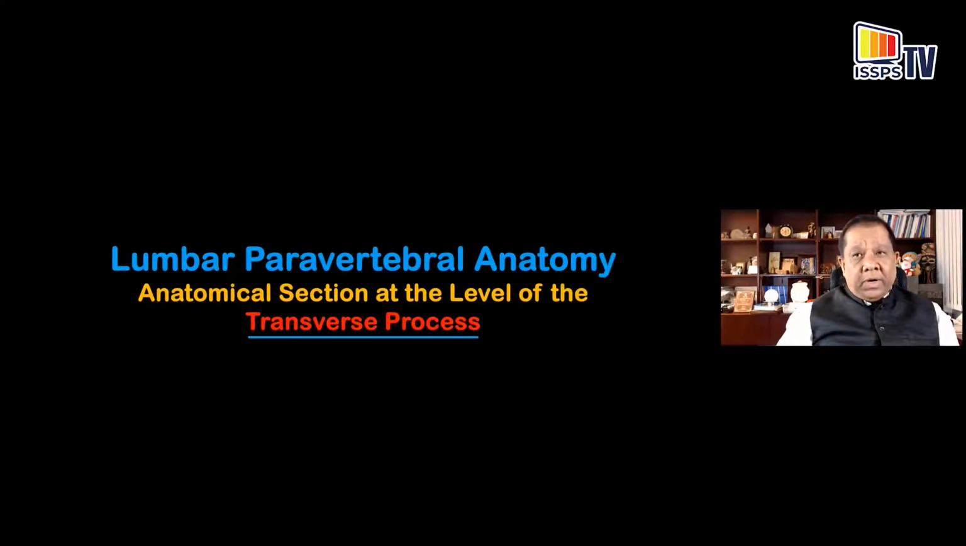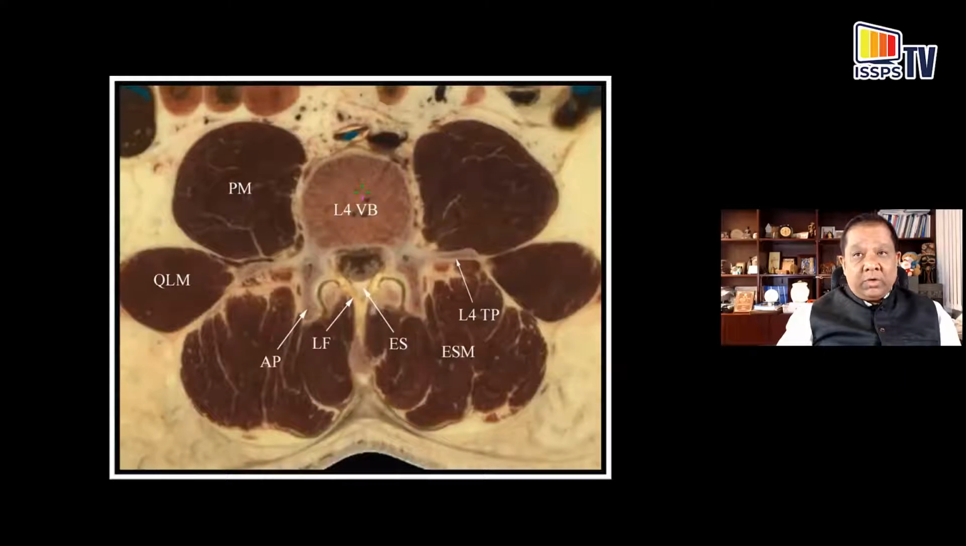So when we do a lumbar paravertebral scan, it's usually performed at two different levels. If you imagine, we are doing the scan at the level of the transverse process. So you can see here, this is a transverse process at the level of the L4 vertebra. Posteriorly, you have the articular processes, the articular pillar, and the transverse process, and the vertebral body anteriorly.